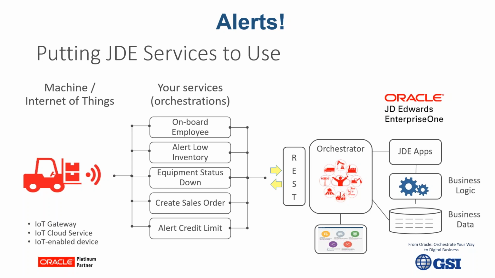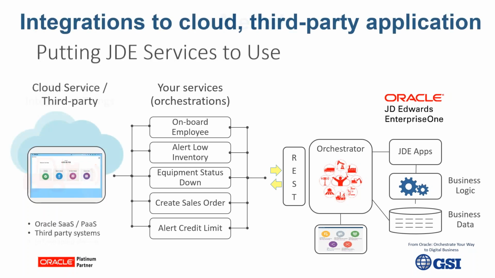This is a pretty cool slide. There's a lot of this that they had in that presentation, and I picked the two best ones so that I can show you how the application on the left side would integrate and communicate with JD Edwards on the right side using REST and the E1 Orchestrator. Okay, here's another one where a cloud service, third-party system talks and sends inbound, outbound information to JD Edwards applications using REST.